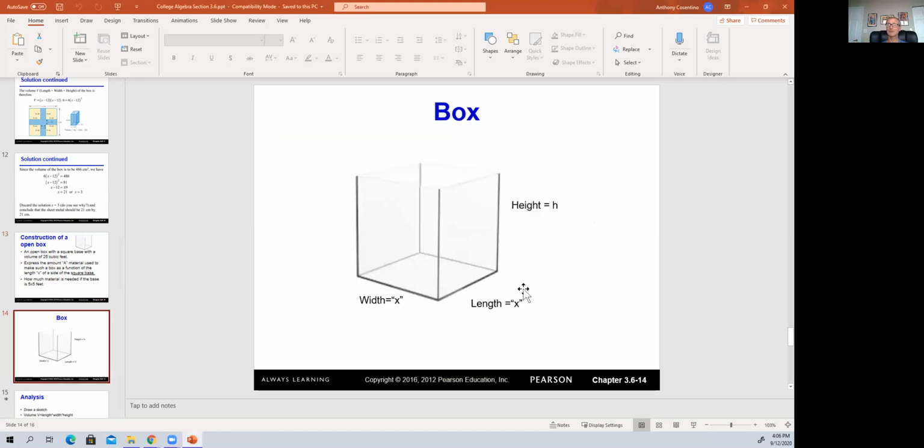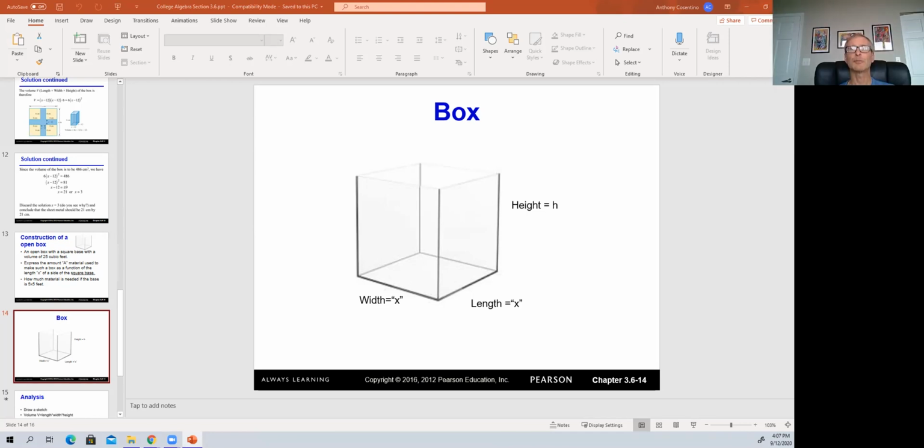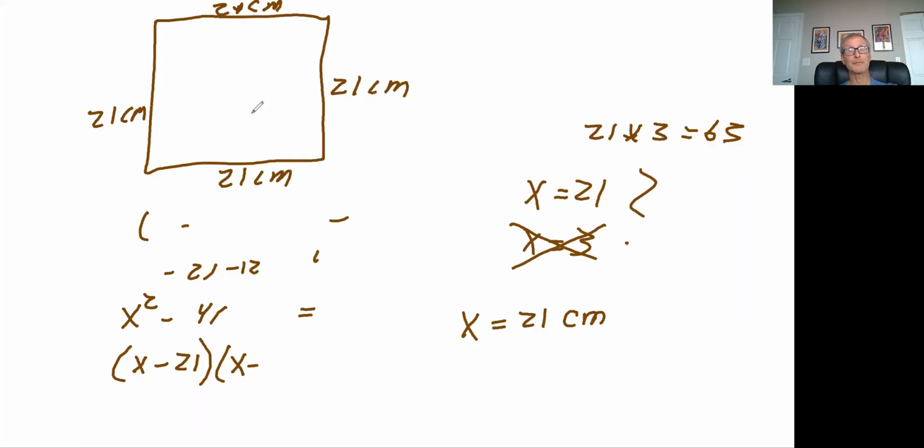Again, I use these slides because I'm a horrible drawer, but you can see we have two variables. We actually have three variables, but two of them are exactly the same value, right? The width and the length are both X. And what's the height? The height is H. So when we do this analysis, the whiteboard back up here. See, if you looked at this area of the sheet metal in the last problem, that area would be 21 times 21. And so that would be 441 square centimeters is the sheet metal area to build the box that we just did in the last problem.